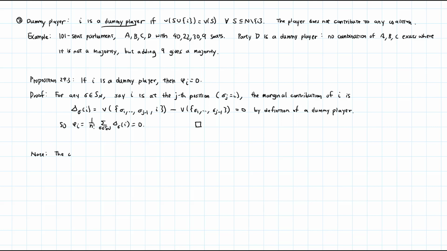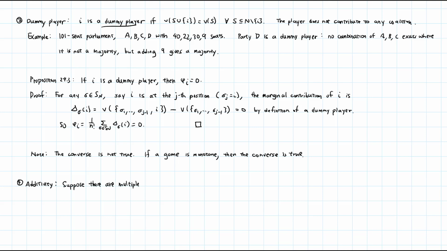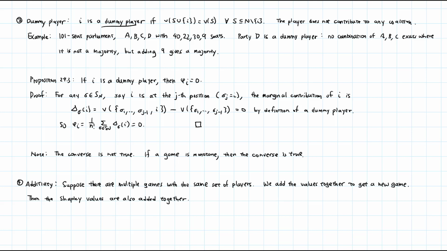We will note that the converse of this is not true. A player could have Shapley value 0 and not be a dummy player. However, if a game is monotone, then the converse is true. Our last good property is additivity. This is a bit of a strange one, but it is helpful if we have multiple games with the same set of players. The idea is, if we add the values of these games together to get a new game, then the Shapley values are also added together.